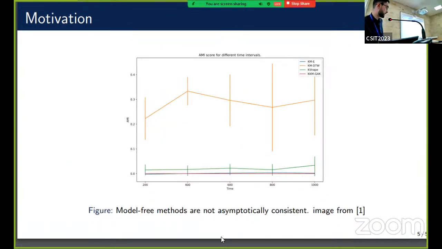Another property that we are interested in for clustering algorithms is called asymptotic consistency. We will define it more strictly later, but basically it's a property where, when you add more time series samples along the time axis, then we expect that the accuracy of the clustering algorithm will increase. And here we have an evaluation of different model-free non-parametric algorithms, and we can see that we don't have a clear asymptotically consistent pattern.